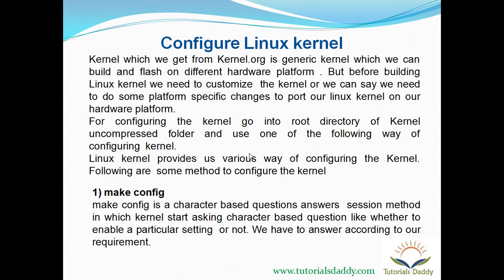There are various ways of configuring the kernel. We will be discussing the most used ways. As you can see, the first way of configuring the kernel is make config. Make config is a character-based question and answer session method in which the kernel will start asking you questions, like whether to enable some particular setting or not. You have to just choose yes or no. It will continuously ask different questions and you have to answer according to your requirement.